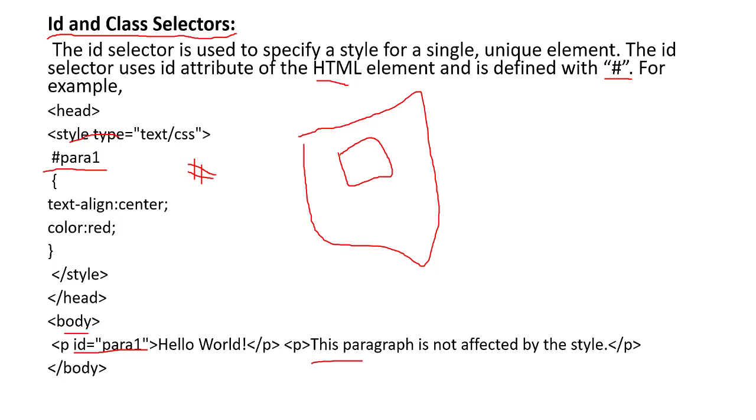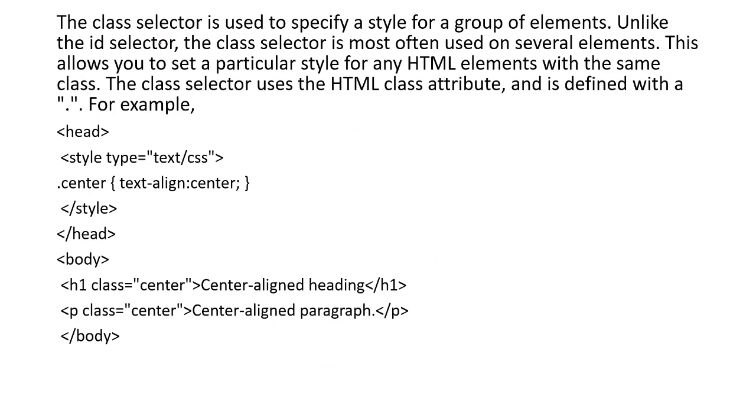Okay, let's then learn about the class selector. The class selector is used to specify a style for a group of elements. For a group of elements we use the class selector, and for a unique element we use the id selector.